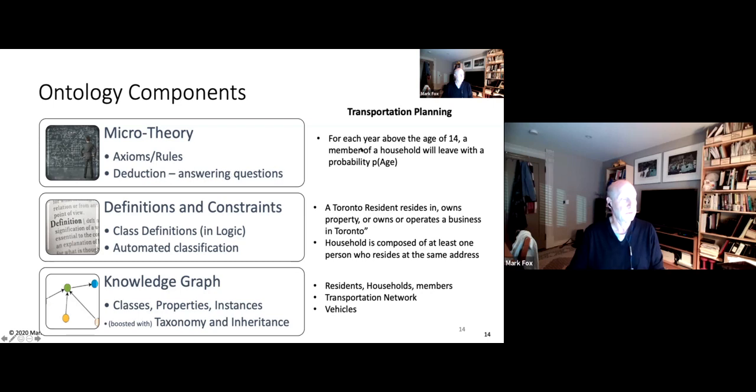And so the example I used was a rule for predicting whether in a particular year a member of a household is going to leave based upon their age. So that's what a micro theory is, a set of rules or axioms that perform deduction that actually solve certain problems or answer certain questions.